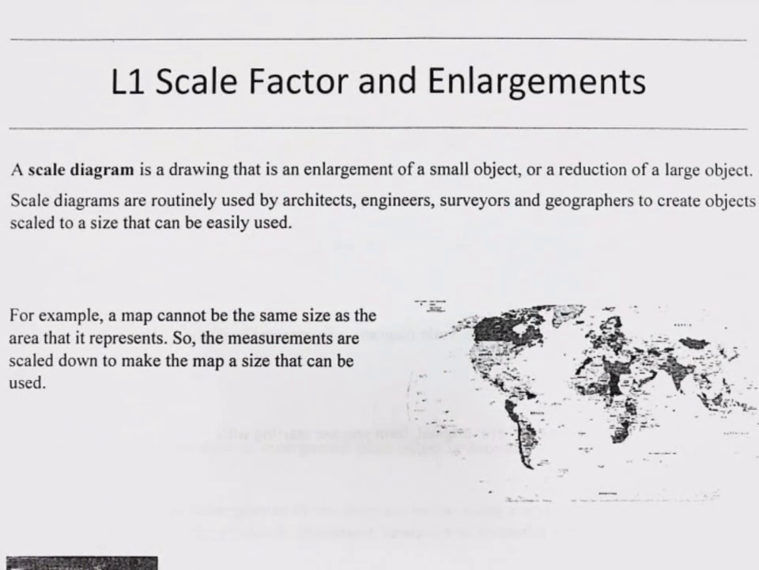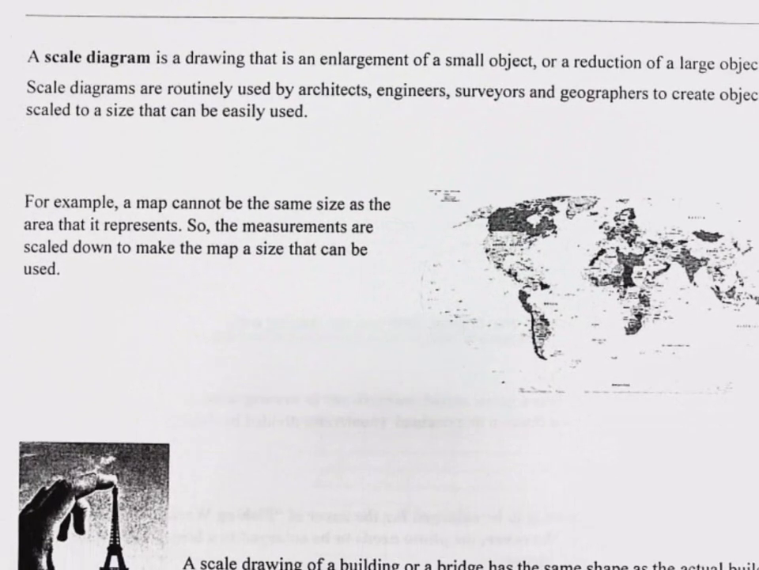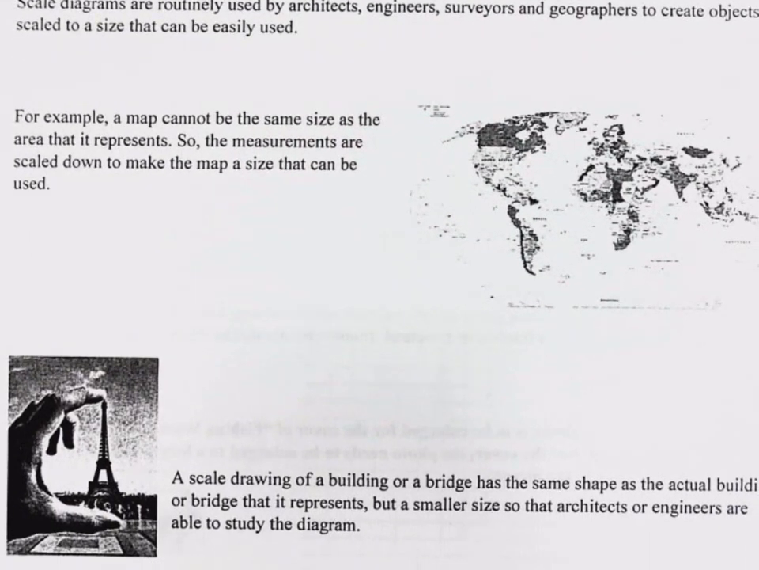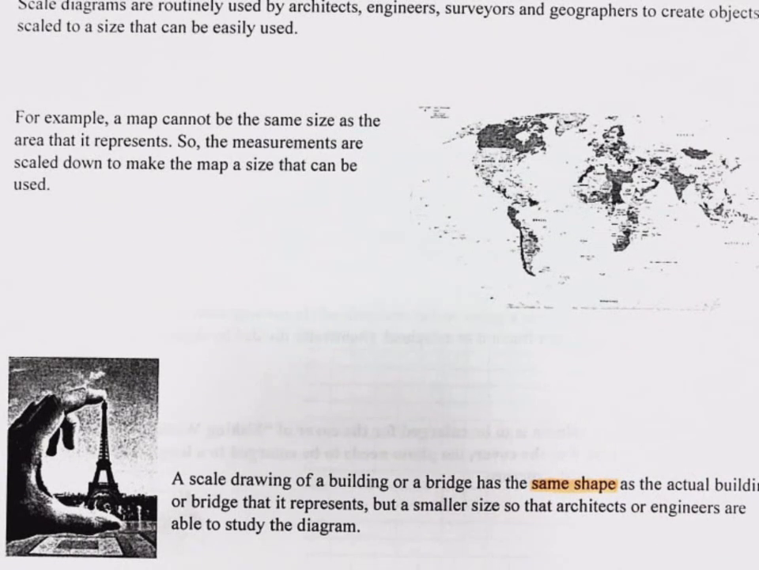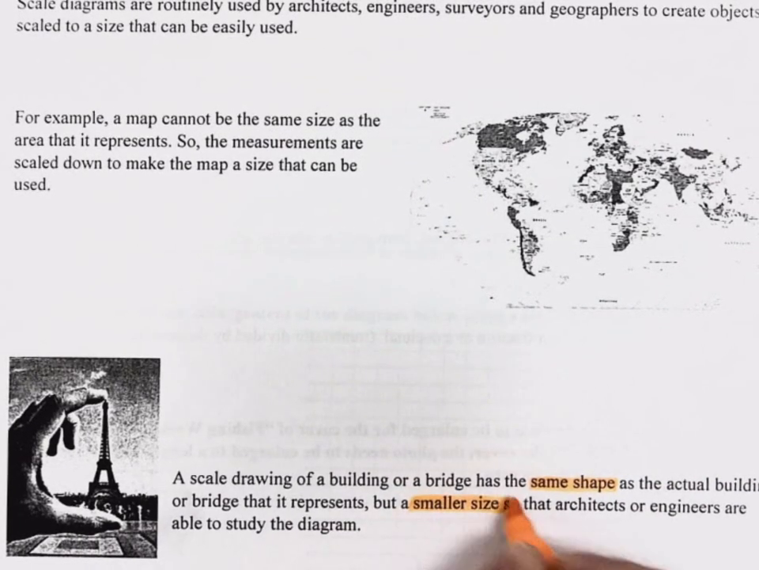And we talked about maps and atlases. We couldn't have a map of Canada the size of Canada. We use scales all the time. A scale drawing of a building or a bridge is the same shape. So it has to be the same shape of the actual building it represents, but it's just a smaller size.